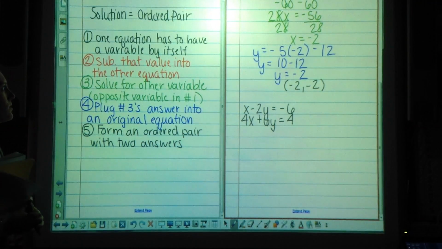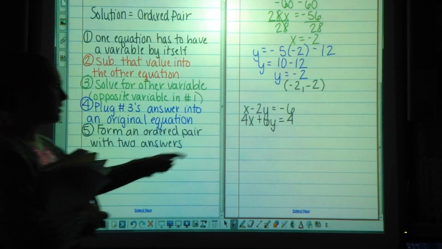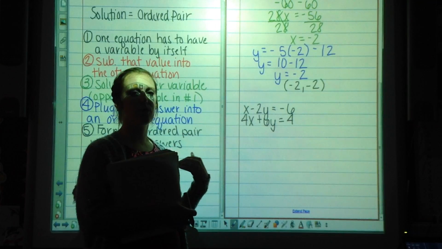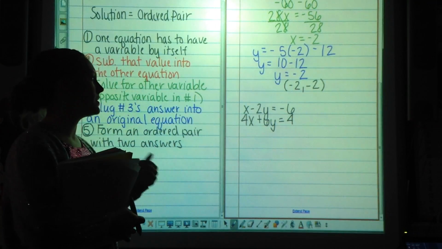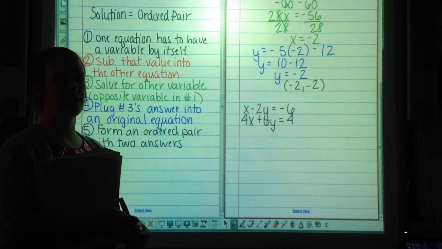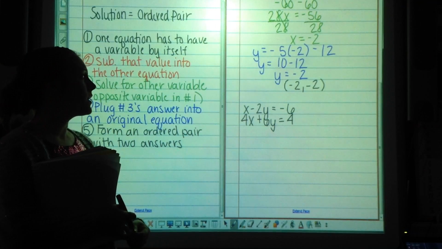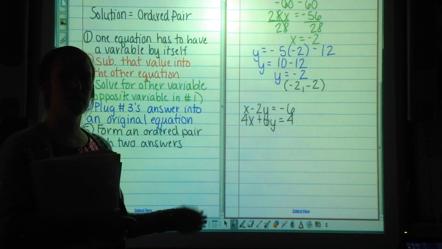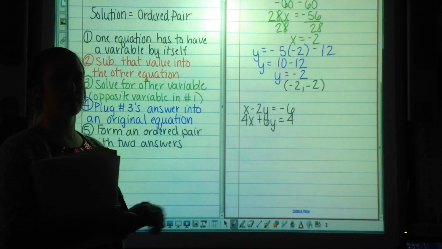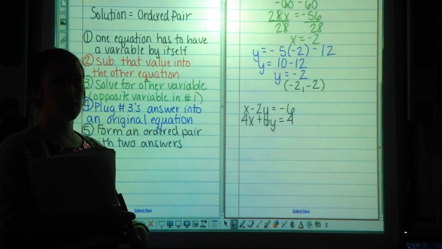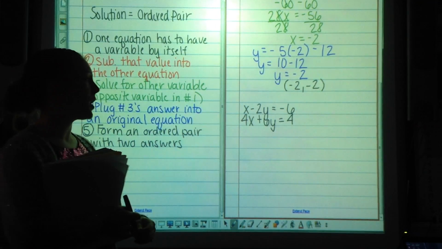Step 1, one equation has to have a variable by itself. Again, both of these are in standard form, so there are no variables by itself. We have to force it to have a variable by itself. That variable by itself so far, this whole video, has been y. That does not have to be the case. You can get x by itself as well.